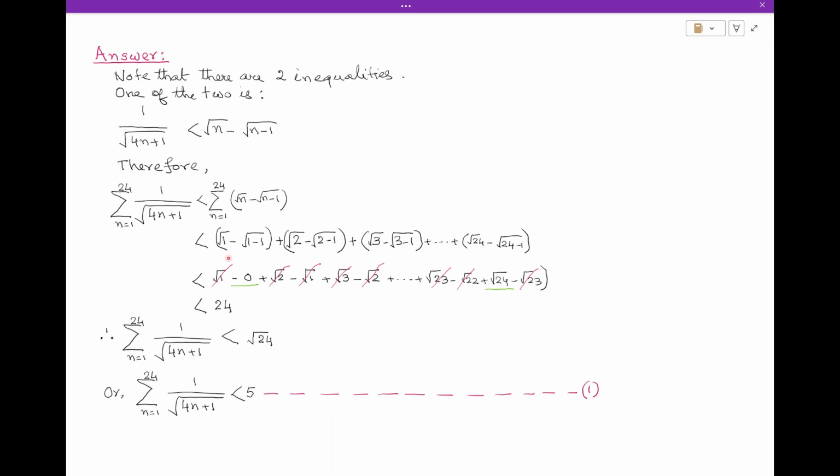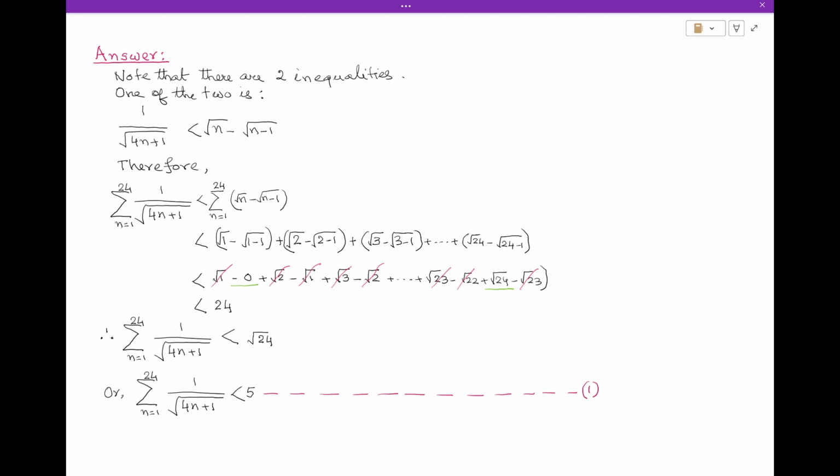That is square root of 1 minus square root of 1 minus 1, that is the first term, plus square root of 2 minus square root of 2 minus 1, that is the second term, plus square root of 3 minus square root of 3 minus 1, that is the third term. Like this it will go on until the 24th term, which is square root of 24 minus square root of 24 minus 1. What we have done here is, instead of the shorthand summation sign, we have spread out the summation term by term.